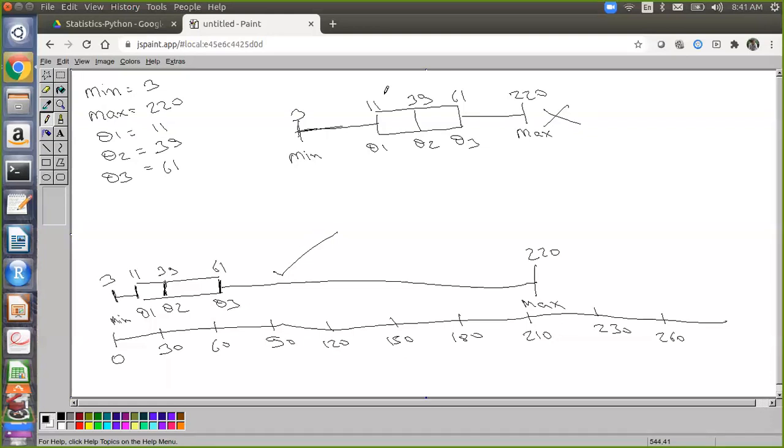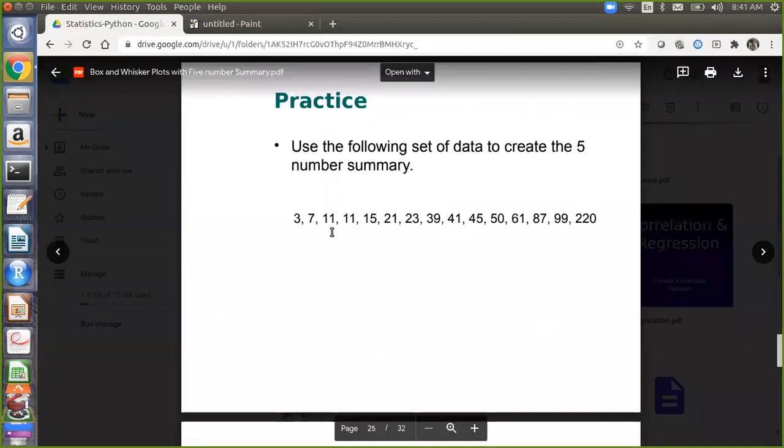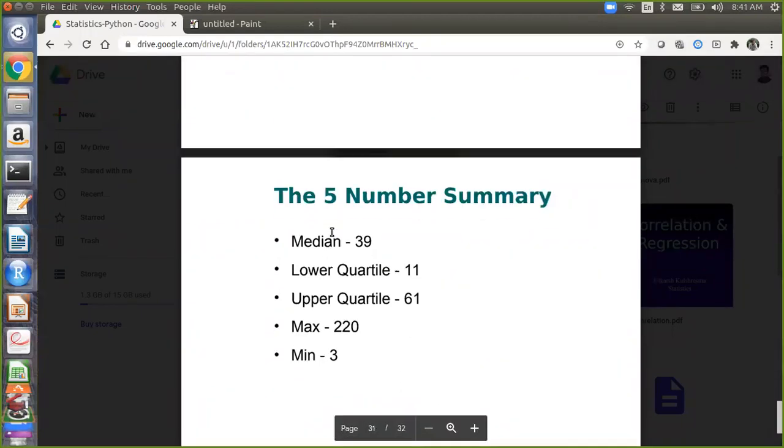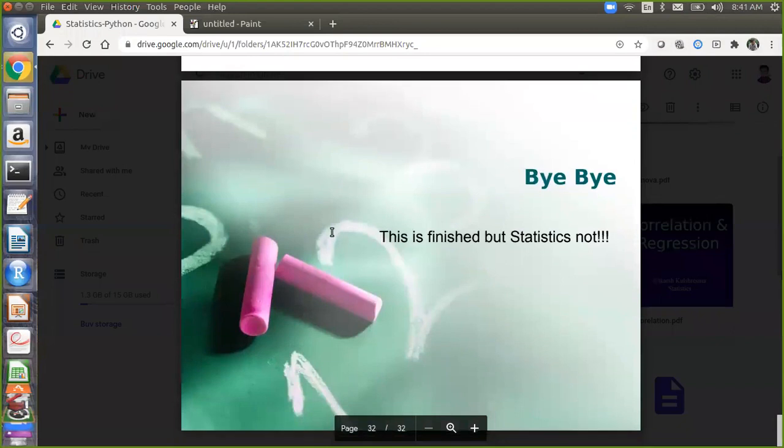How much scale I should take is totally up to you. If my data set range is between, suppose, 0 to 1000, I'll take a scale like 100, then 200, 300. As per the data, you decide what scale you want to use. It will give you better visualization and better understanding. But the remaining things you have done correctly. There is nothing else. So this is all about box plots, whisker plots and 5-number summaries. This is one topic we have finished.